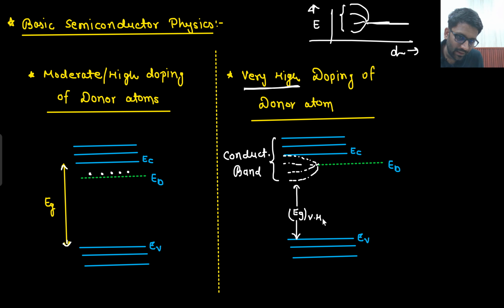Let's just put D only. If you do very high doping, the donor atoms or the acceptor atoms will start interacting with each other. If they interact, their donor energy level will split into energy states. So the effective conduction band would become this much. That's why your band gap has reduced. In moderate doping or high doping, whatever the band gap was, that was higher than in very high doping. So if you dope very high, your effective band gap reduces.